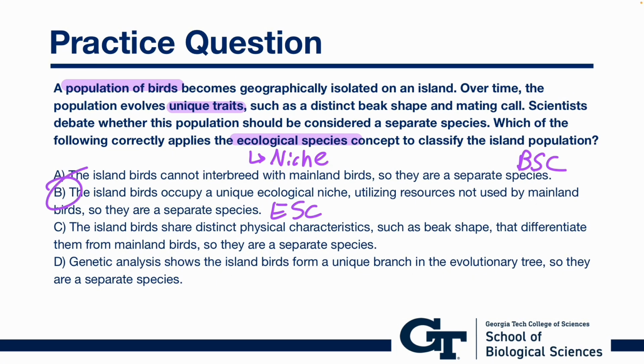But looking at C and D. Well, C, they have distinct physical characteristics, such as beak shape. So what do we know? Well, that's going to be the morphological species concept because they're different physically. And then lastly, we're told that they form a unique branch in the evolutionary tree, so they're a separate species. That's based on a common ancestor or the divergence from one. This is the phylogenetic species concept. But we know that the correct answer is B because they're talking about a niche, and that's what the ecological species concept is.